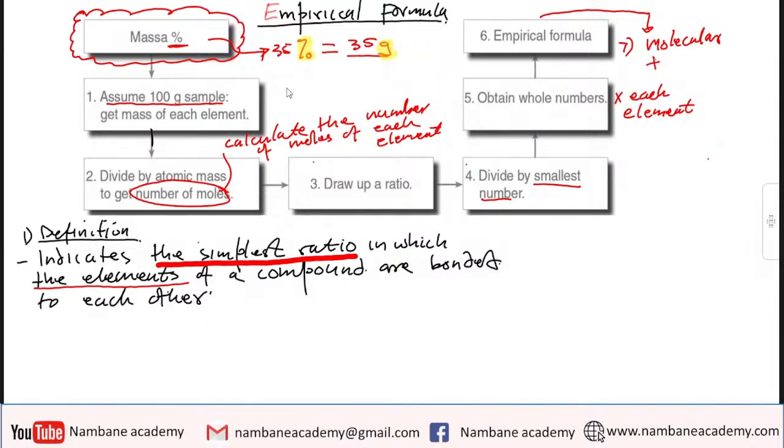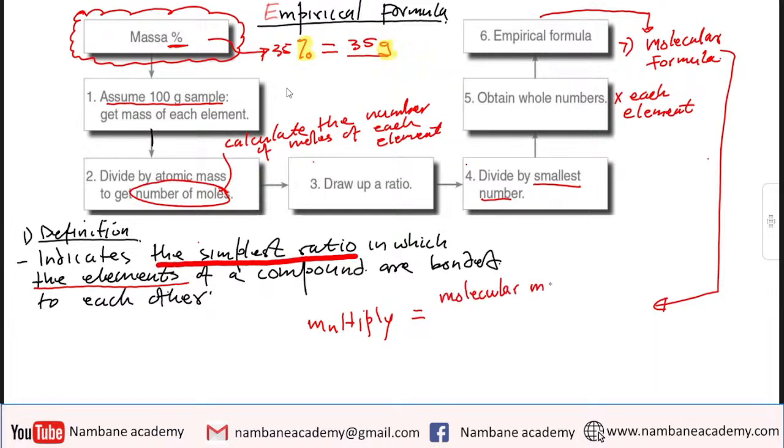So we are going to have the molecular formula, but how do we get now the multiplier of the molecular formula? The multiplier is equals to molecular mass divided by empirical mass.